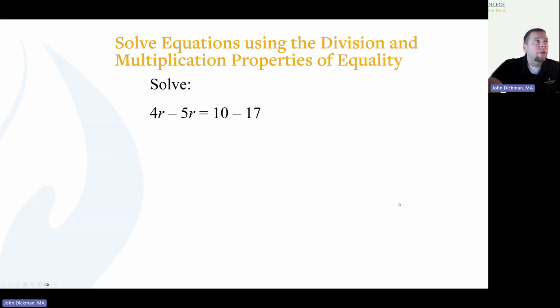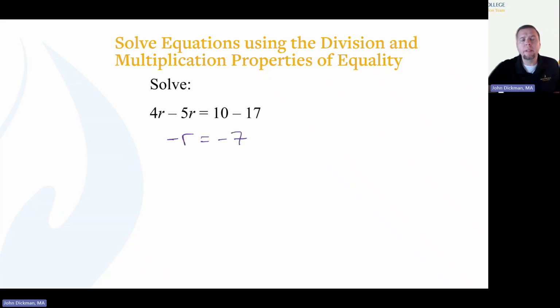All right, moving on. So, we also have things like the multiplication and division properties of equality, but again, this is review. We're just solving equations here. They're using fancy lingo, but we're going to combine like terms, and then we're going to solve for the variable. So in this case, we have 4r minus 5r. 4 minus 5 is negative 1. So we have negative r here. And then 10 minus 17 is negative 7.